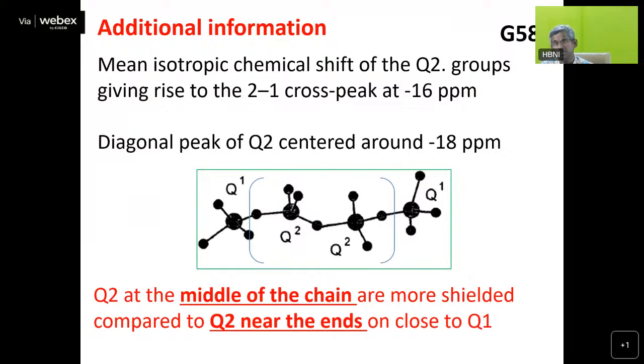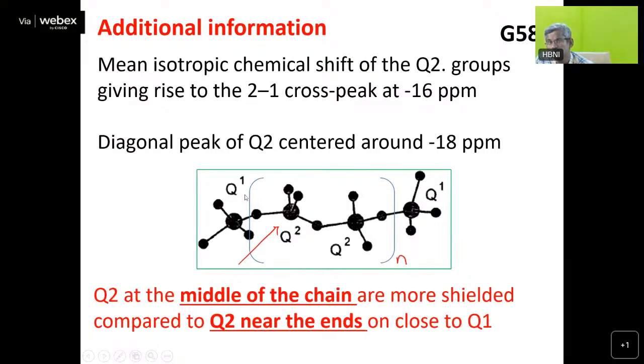Why does the chemical shift increase when a Q2 from the middle of the chain becomes a Q2 at the end of the chain? See, for example, this Q2 is at the middle. Of course, here only 4 are there, but in reality n is a very big number. I forgot to write n here, let me write the n so that you will not mistake. This is n. So at the middle, there is a middle Q2 structural unit. And towards the end of the chain, Q2 cannot be at the exact end, because at the far end of the chain we should have only Q1. So Q2 may be in between the Q1 and the Q2.